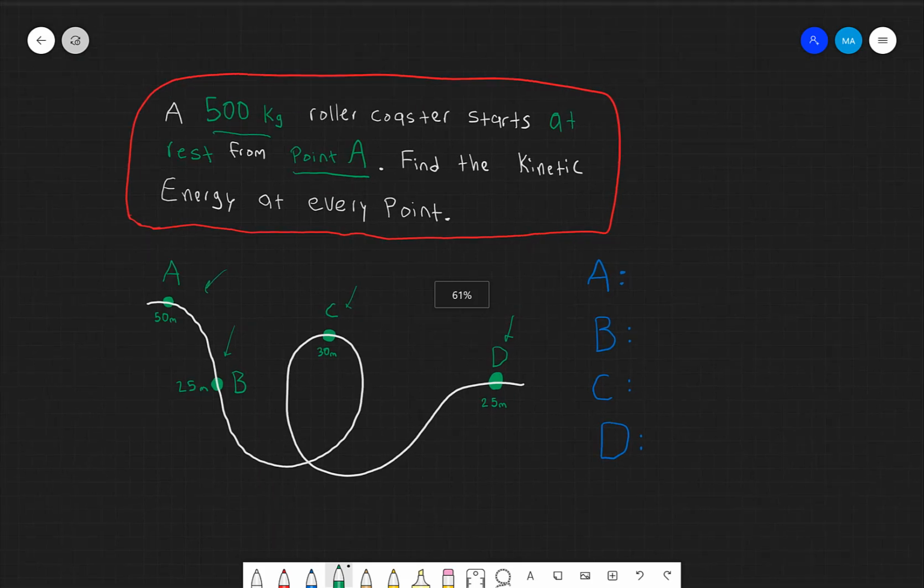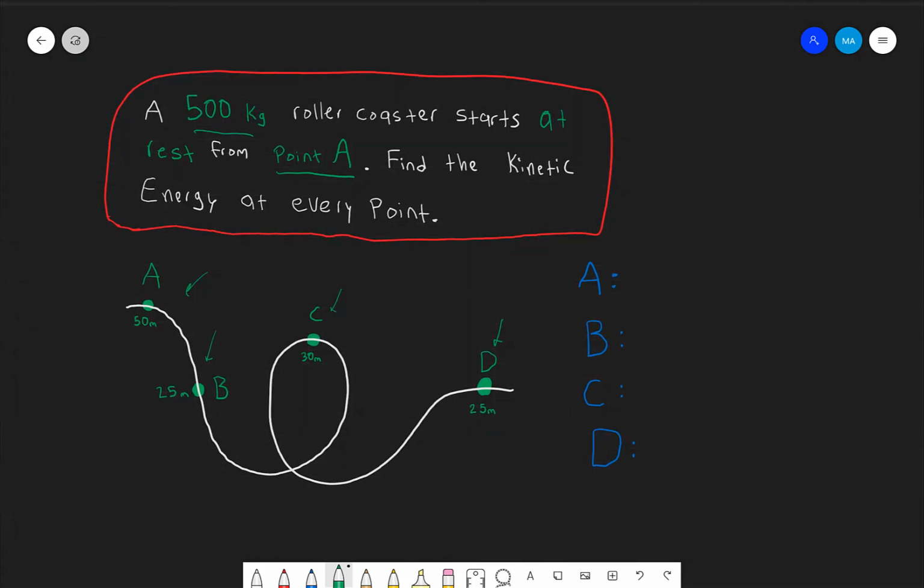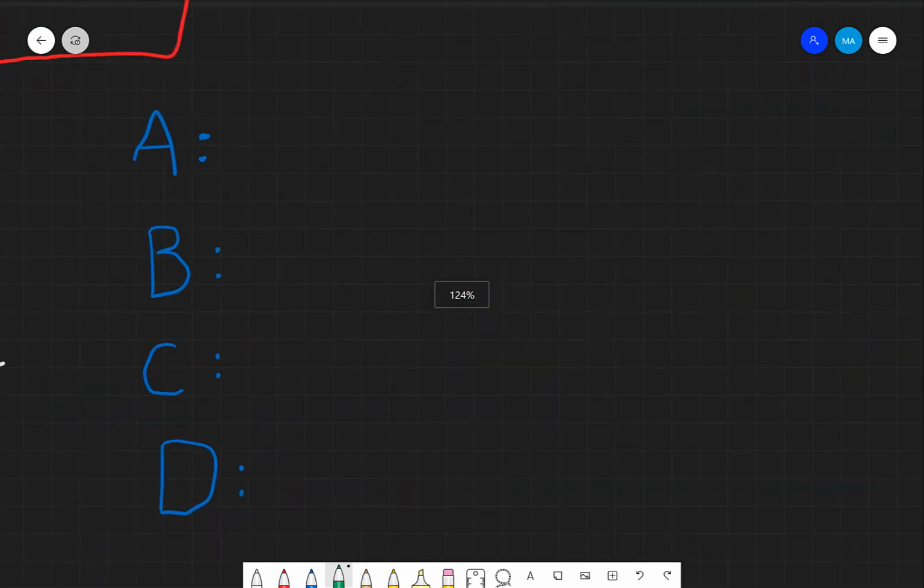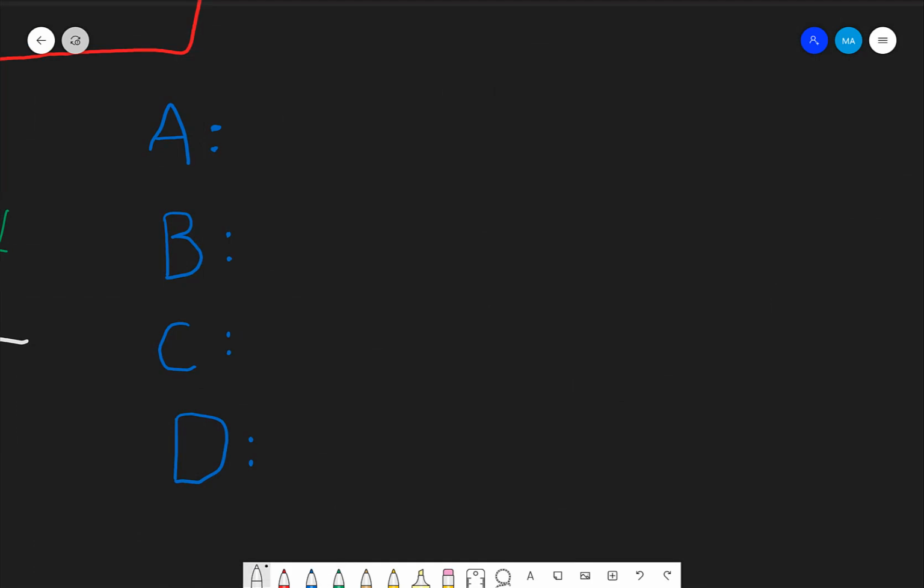I know that at point A, it has no kinetic energy because it starts at rest, but for every single one of these, the way you're going to get the kinetic energy, unless it tells you that it's at rest, is going to be the same. You're going to write the total energy equation. So for every single one of these, the kinetic energy plus the potential energy is going to equal the total energy. And we're going to pretend like only gravitational potential energy exists right here.